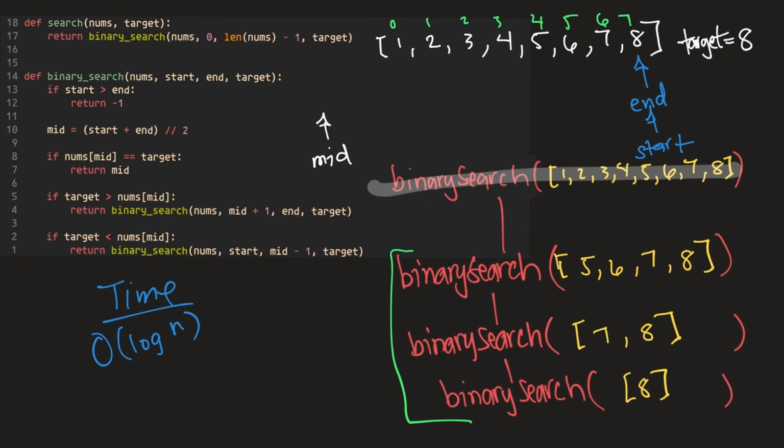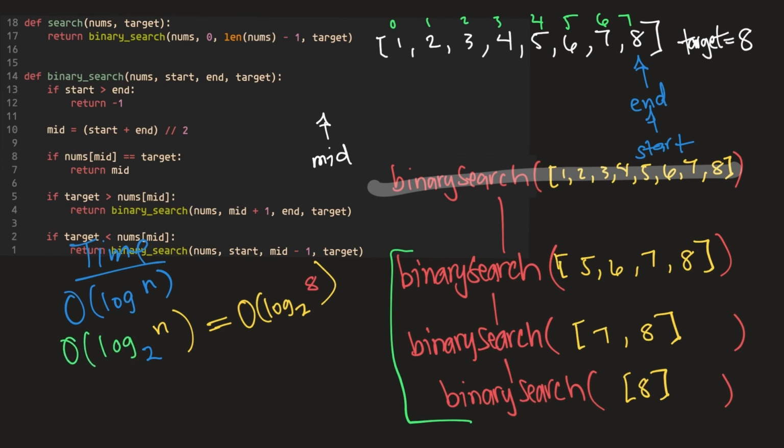And the reason that the time complexity for this is O of log n is because O of log n actually means O of log base 2 of n. And in this case, we can do O of log base 2, and our n in this case is the size of this array, and this array has a size of 8. So our n is 8. So this here just means, to get 8, what power do we need to raise 2 to? And the answer to this is 2 to the power of 3, because 2 times 2 times 2 equals 8.